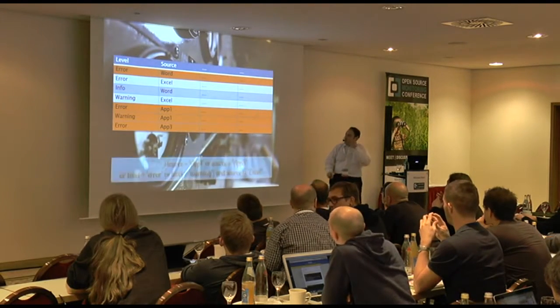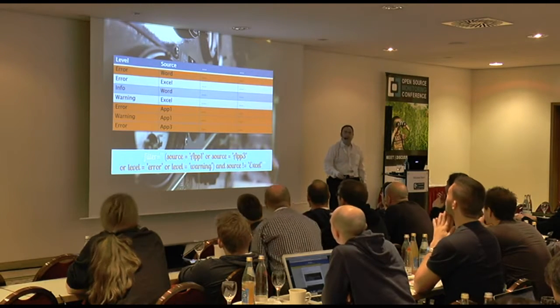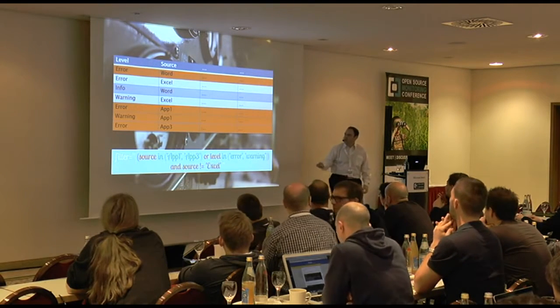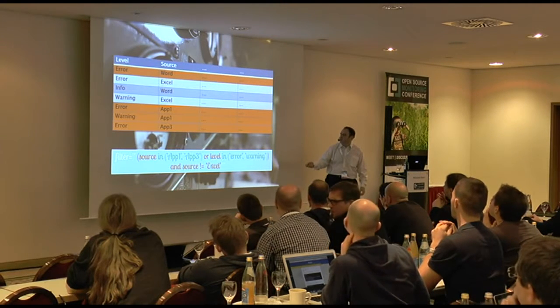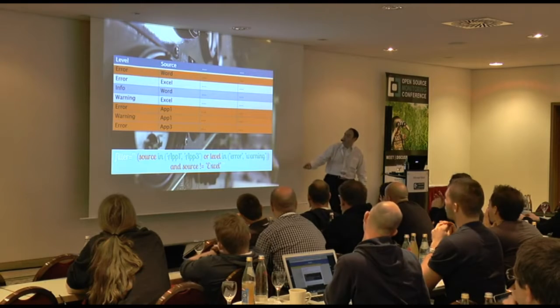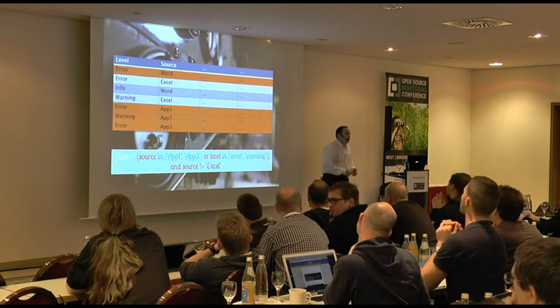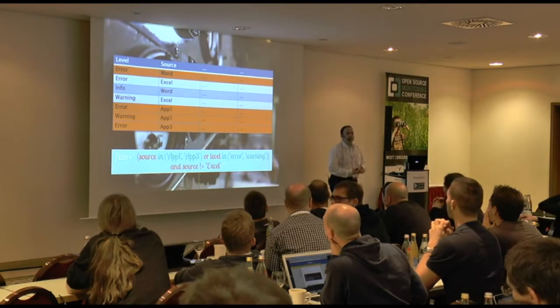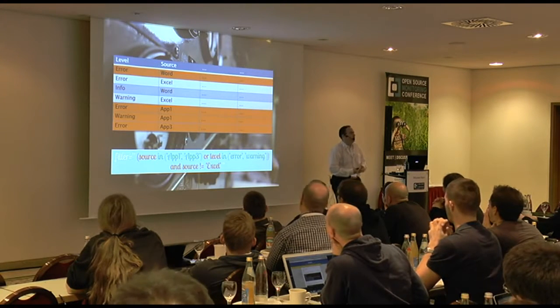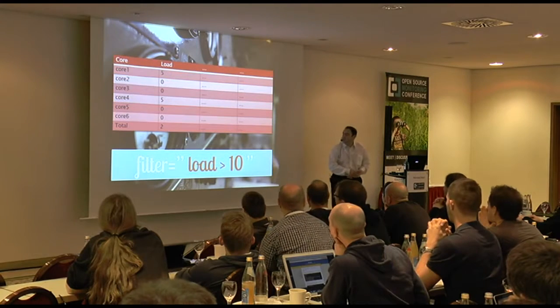But the end result would, of course, be this, which is a bit of typing. So to shorten it a bit, we can use the in syntax, which says if source is this or this or this or this, or level is this or this or this, but not this. We can go on. So do people understand this? Does it make sense? For someone, yeah. That's the good thing.